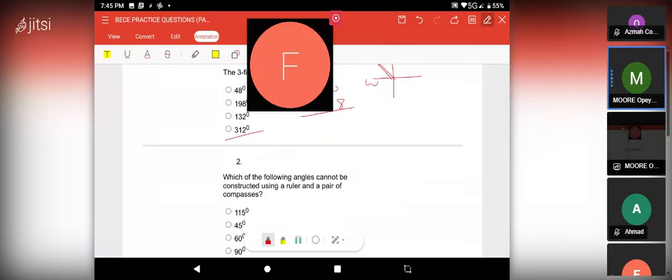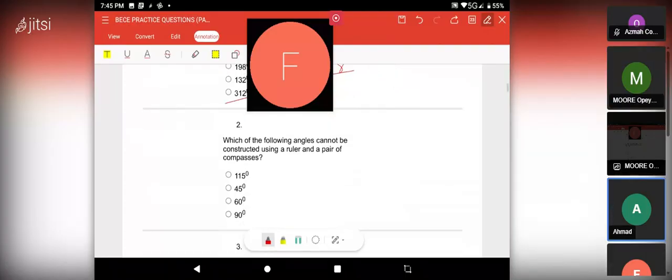Which of the following angles cannot be constructed using a ruler and a pair of compasses? 115.